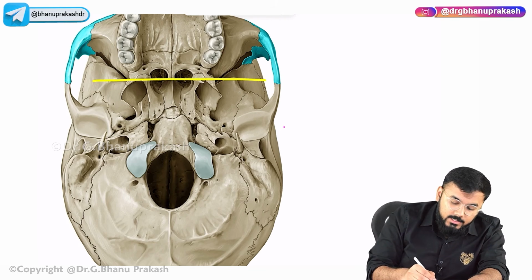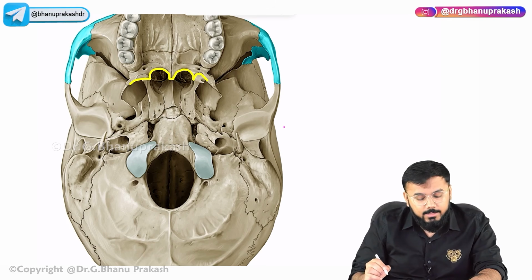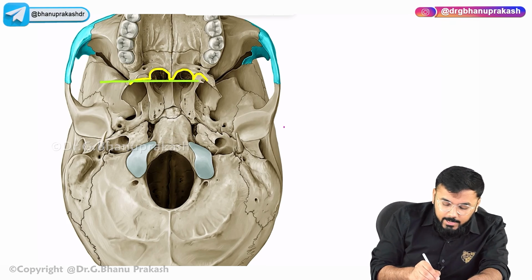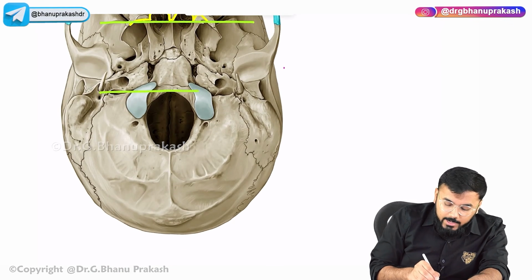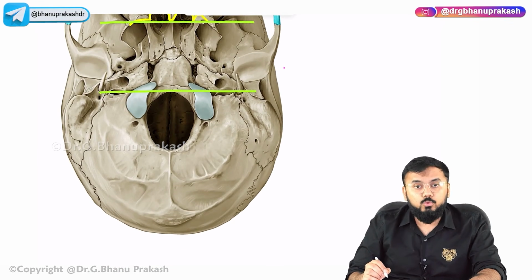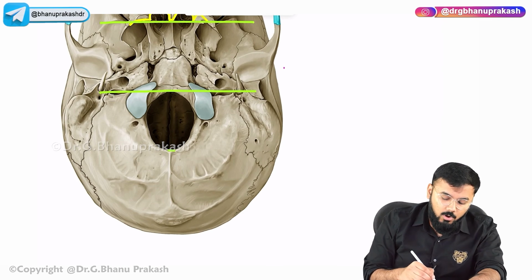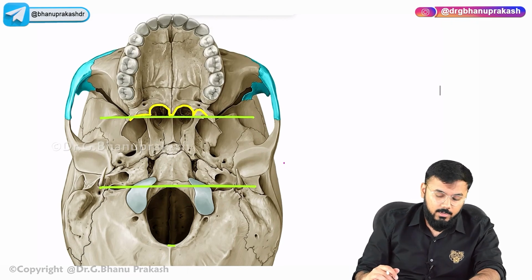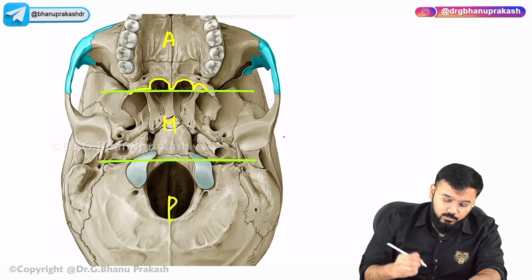What is this particular structure over here? This particular structure is called the posterior part of the hard palate. So I am drawing a line along the posterior border of the hard palate. Next I am drawing a line along the superior margin, the upper margin of your foramen ovale. This is your foramen ovale. So here I can divide this entire area into three parts: this is the anterior part, middle part, and this is the posterior part.